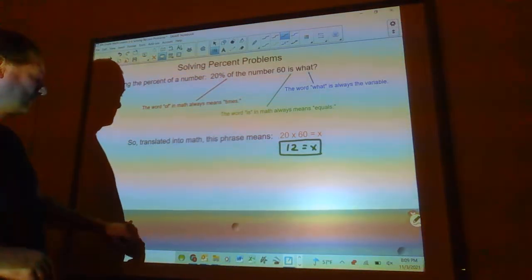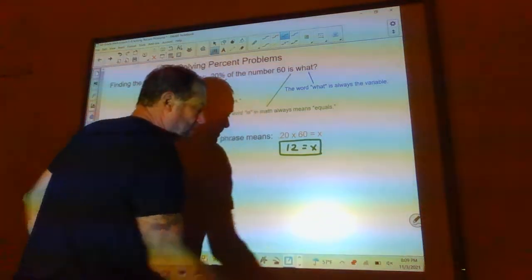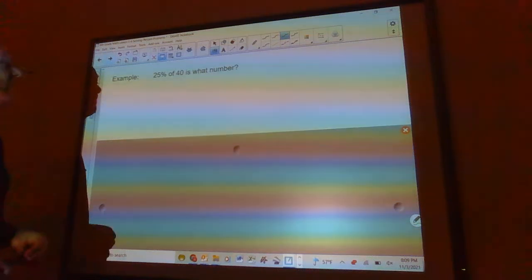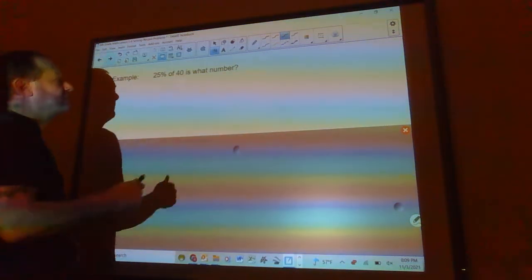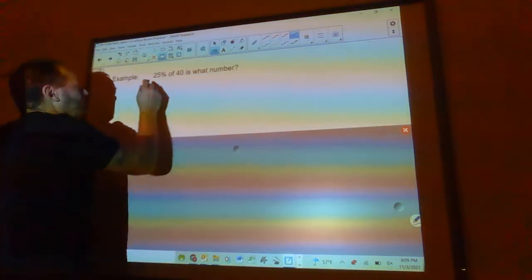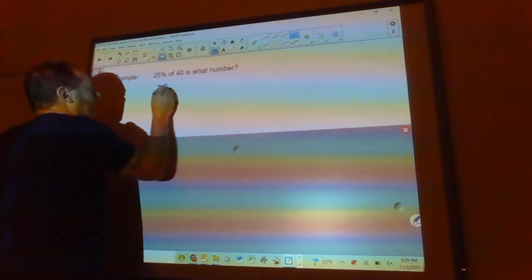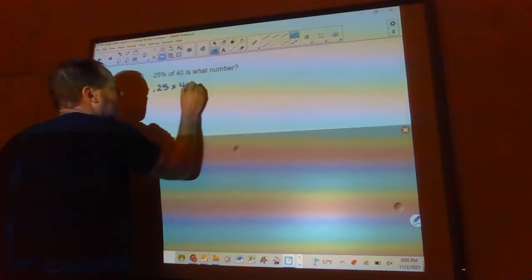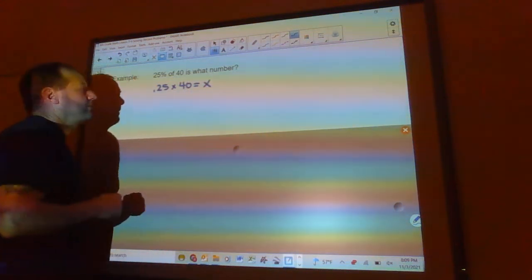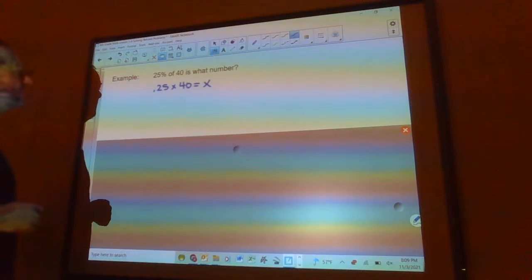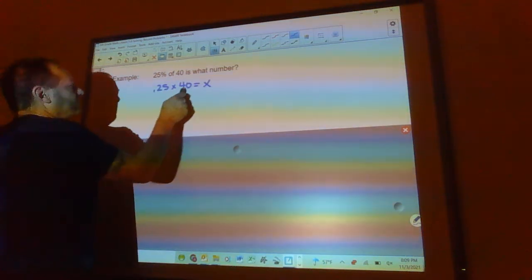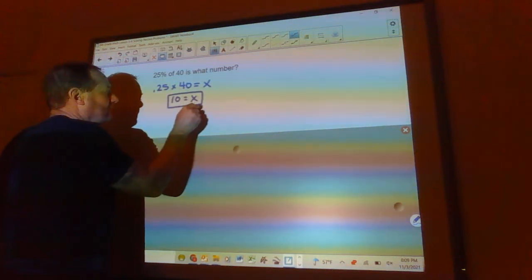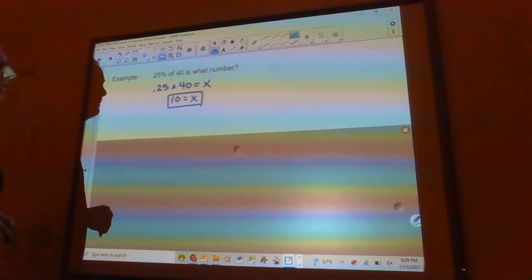All right, so that's pretty easy. Just gonna have a bunch of word problems just like that. So 25% of 40 is what number? So this is rearranged just slightly, but 25%, that's gonna be 0.25. "Of" means times, 40, "is" means equals, what number? X. Okay, so 0.25 times 40 is 10. So x is 10. And you're done. Piece of cake.